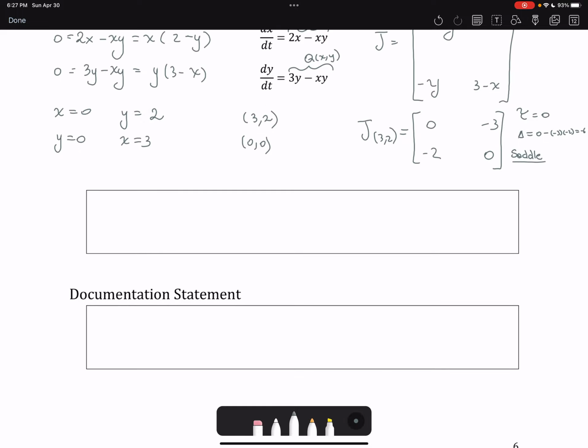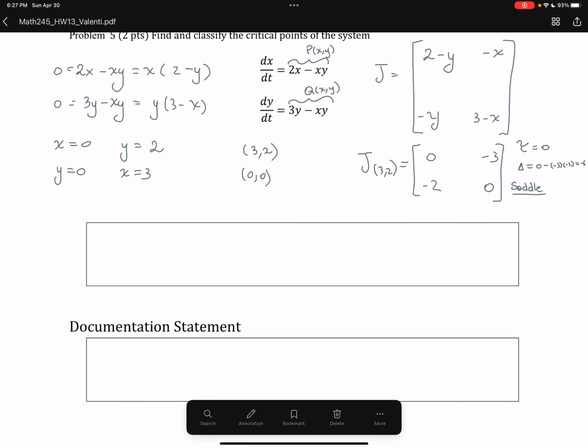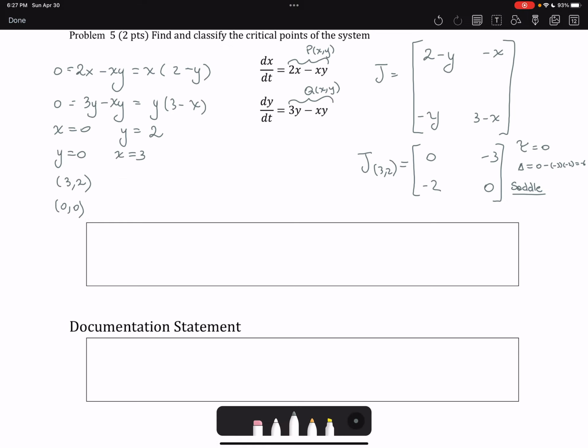And now we can do the same for the other Jacobian. So let's see if we can make some room. So let's move this up. And let's move these up. Oops, not like that. I just want to move this thing up. And let's move these right here. So now we can say that the Jacobian evaluated at the point 0, 0, well, that's going to be 2, 0, 0, 3.